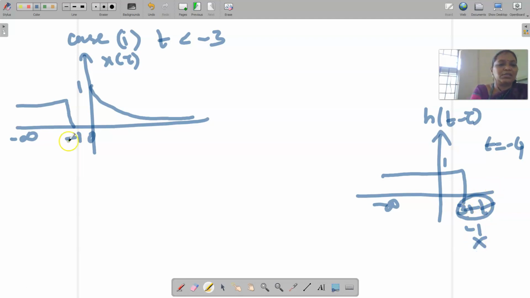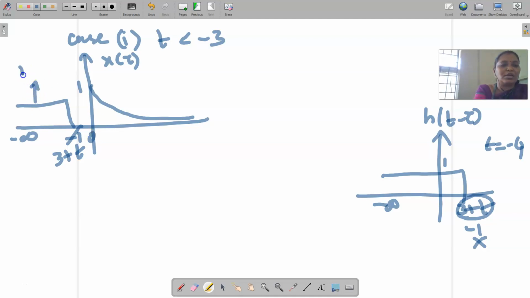It is actually 3 plus t. So it is 3 plus t. Okay. So, I am just taking, for example, t equal to minus 4, it may be t equal to minus 5 also, minus 6 also, minus 7 also. So, whatever it may be, your diagram will be before your x of tau, okay, so that there is no overlapping.